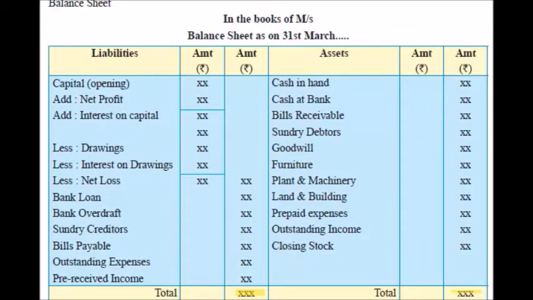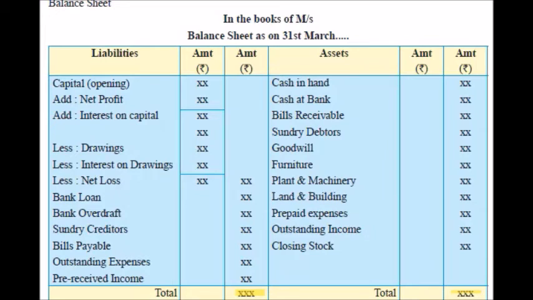Liability side, credit side entries will come on the liability side, and asset side debit entries come on the asset side. So the first one is capital, opening and net profit. In the profit and loss account we found a net profit or a net loss, and that net profit or net loss will be transferred to the balance sheet. So interest on capital, after deducting drawings, interest on drawings and net loss, the amount will come here in the second column.